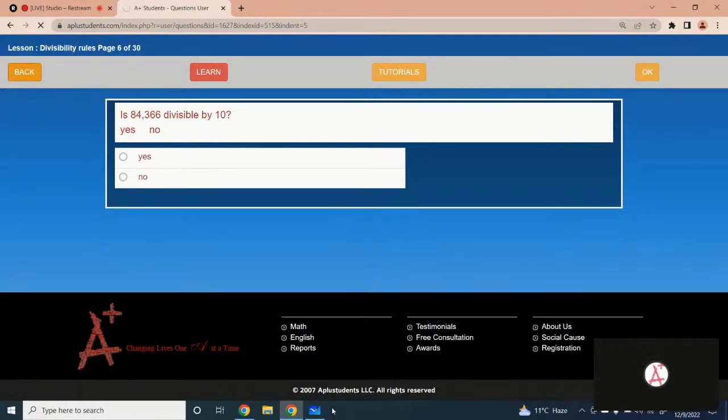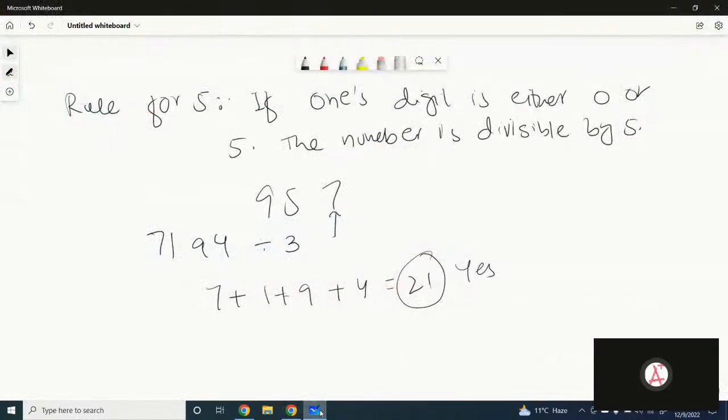One more thing, the divisibility rule for 10 is if the ones digit is 0, that means the number is divisible by 10. Because all the multiples of 10 must have a ones digit that is 0. So the number is divisible by 10. Got it?